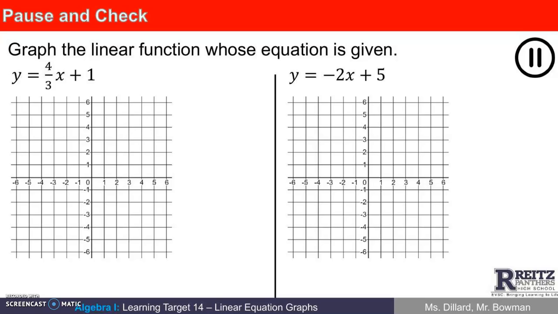Okay, once again, you should pause the video. You should try to make these linear function graphs. And when you've got answers you like, hit play to get some feedback.